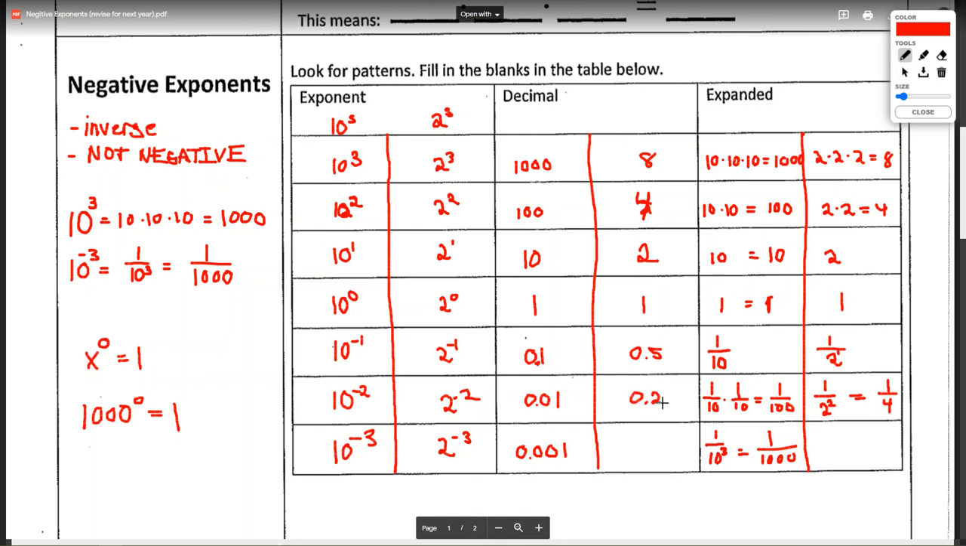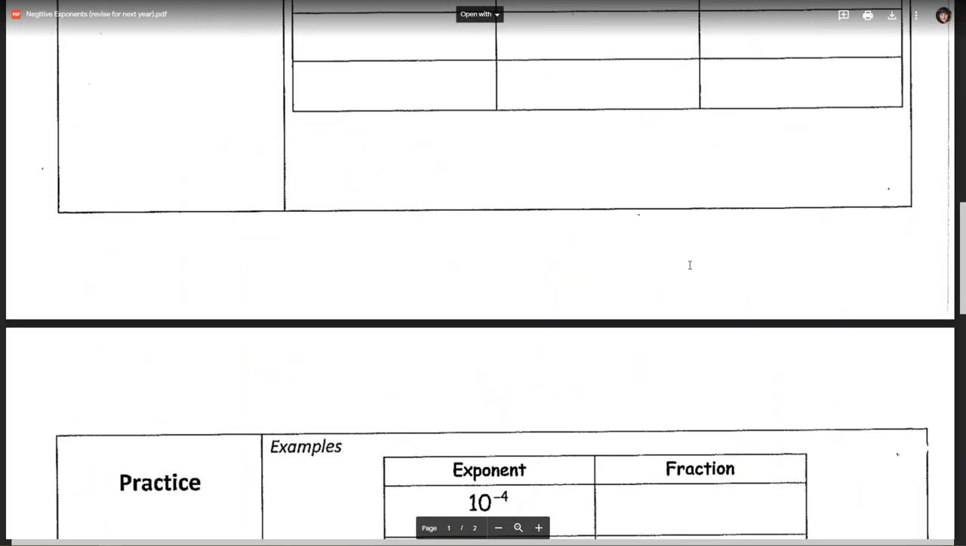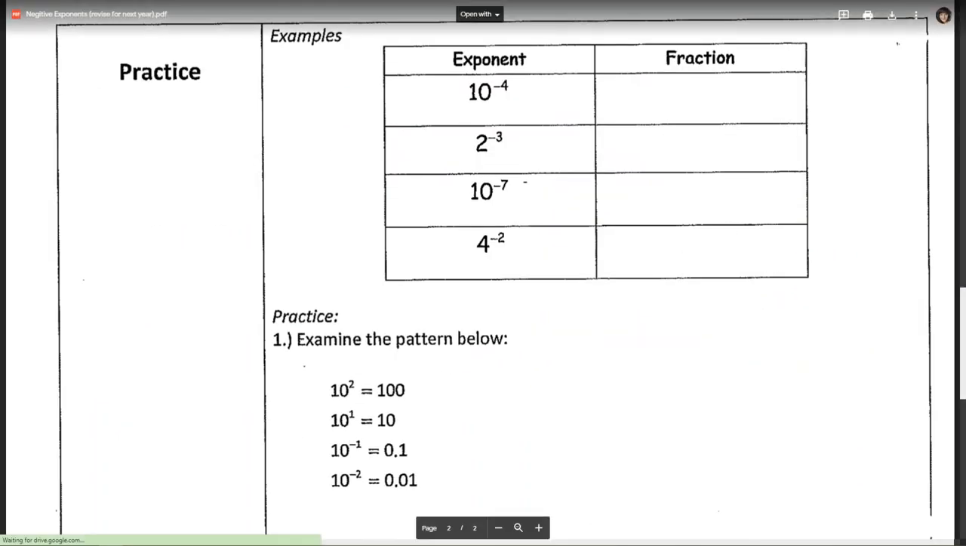1/4 is 0.25, which is half of 0.5. And 2 to the third, we move it to the bottom, it becomes positive. And you get 1/8, or 0.125, half of 0.25. So you'll notice 8, 1/8, 4, 1/4, 2, 1/2, and 1. Okay, let's do a little bit of extra practice.